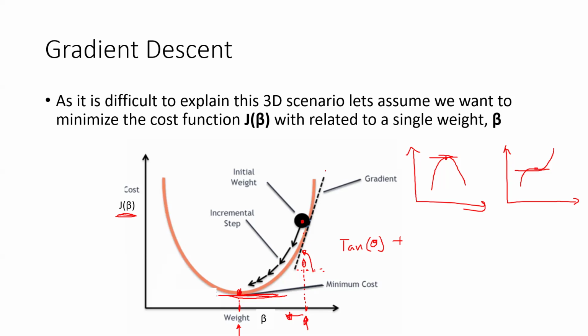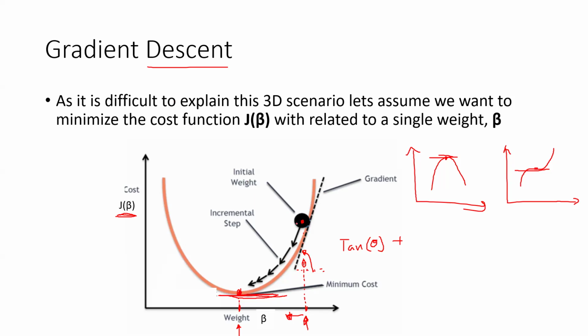This is known as the gradient, and we are moving in the direction where the gradient is descending, until it comes to 0, or very close to 0. That is all about this gradient descent algorithm.